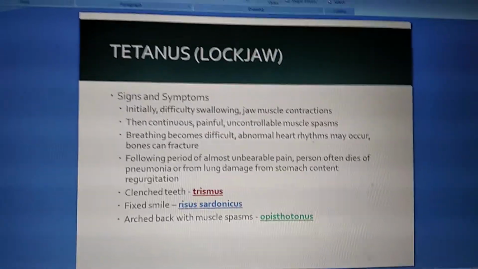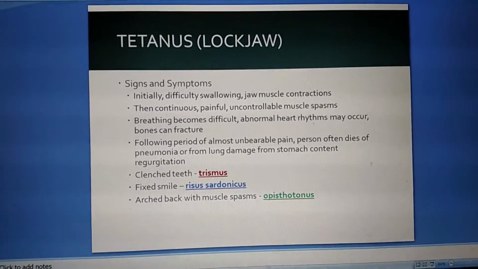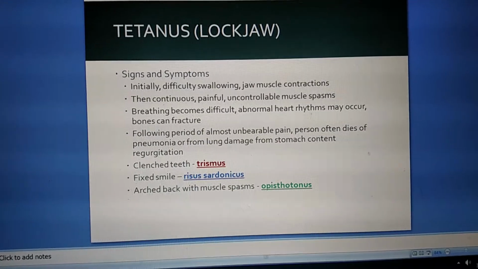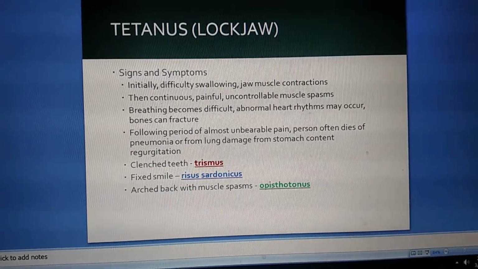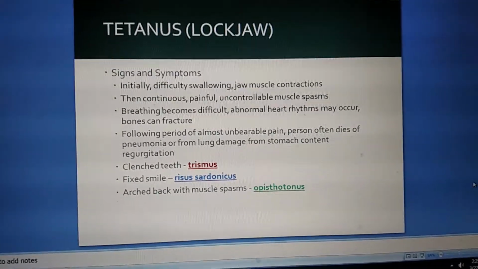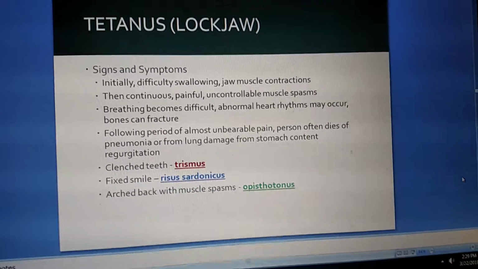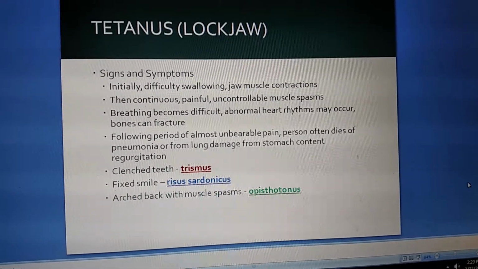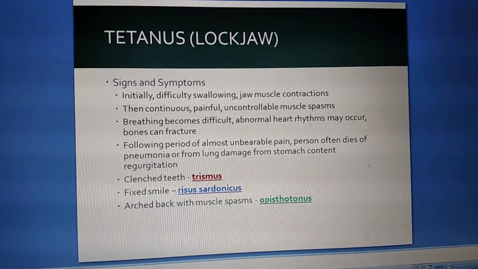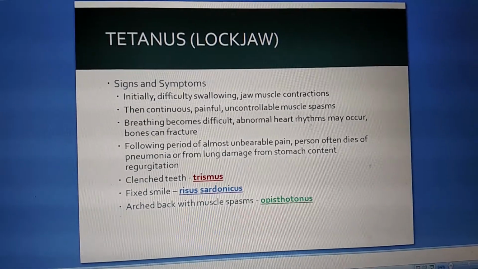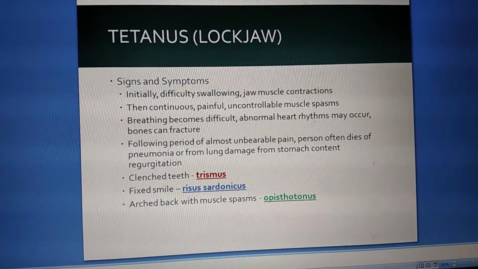Now, we also have tetanus. The common name for tetanus is lockjaw. With lockjaw, you have difficulty swallowing, you have these issues with jaw muscle contractions, then you have these continuous, painful, uncontrollable muscle spasms. Breathing's actually going to become difficult. You actually start having abnormal heart rhythms. Because you're having these uncontrollable muscle spasms, your bones can actually break from this.